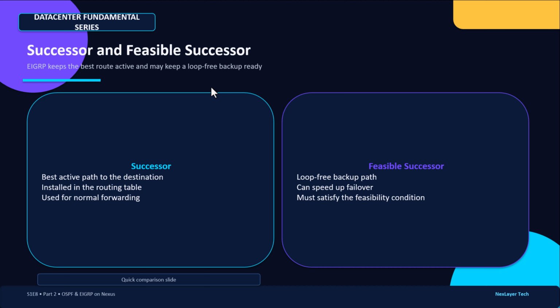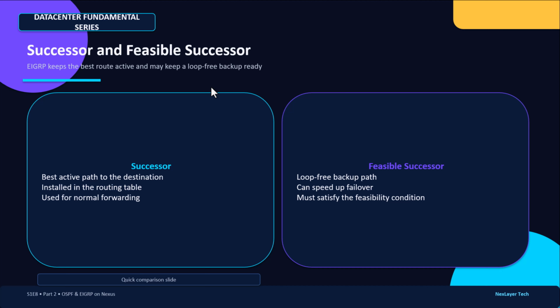The feasible successor is not necessarily used while the primary path is available. It remains ready as a backup. If the successor fails, EIGRP may immediately install the feasible successor into the routing table. Because the backup path has already been calculated and confirmed as loop-free, EIGRP may not need to perform a complete route calculation. This can provide very fast convergence.